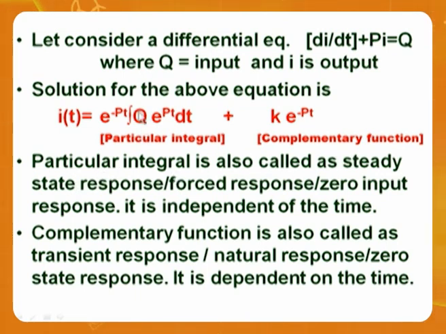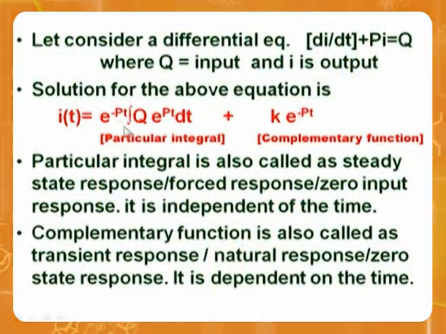Why steady state? Because this is not having any t. You know why this is not having t? e power minus pt and e power plus pt will cancel. If they cancel, what will happen? You have got something independent of time. If you get something independent of time, we call it steady state, whereas this depends on time. So it is called transient, complementary and so on. This is how I am introducing it: in every time dependent response, you have a steady state as well as a transient. These are the two ideas.